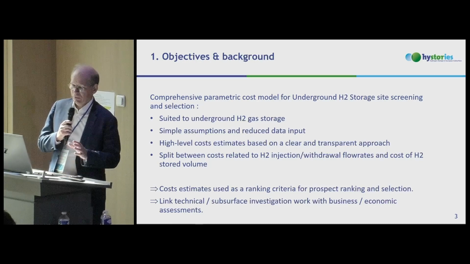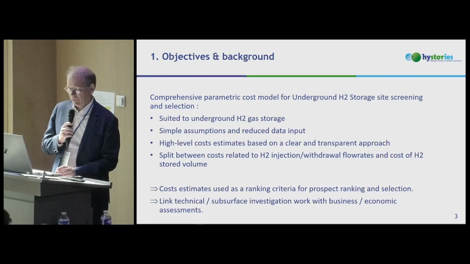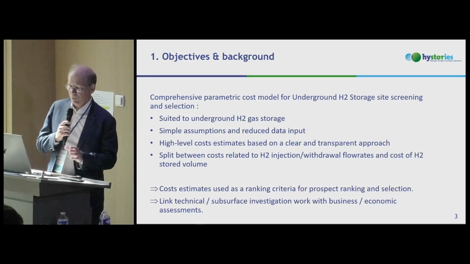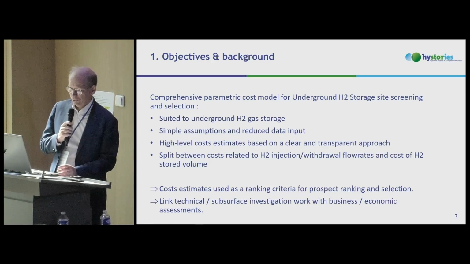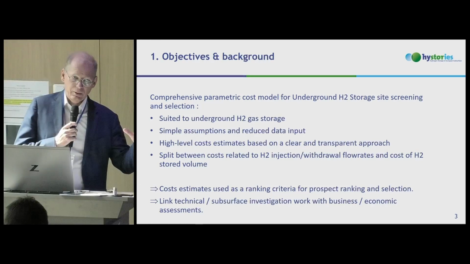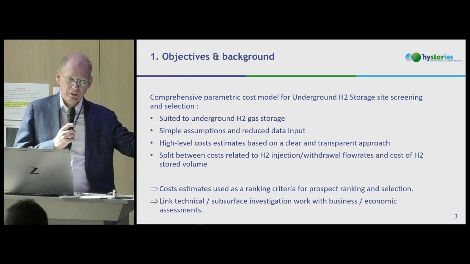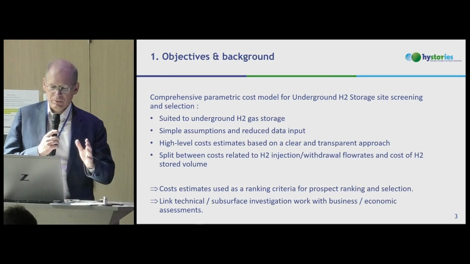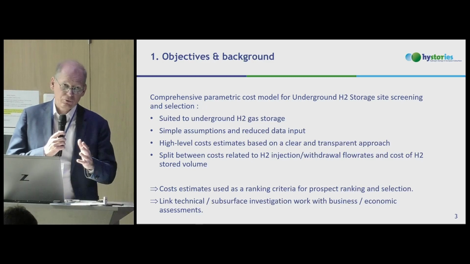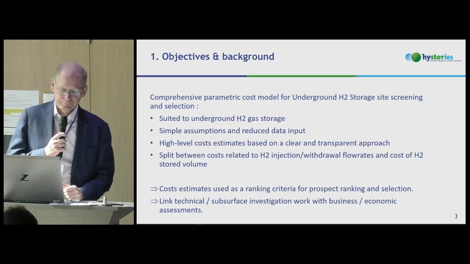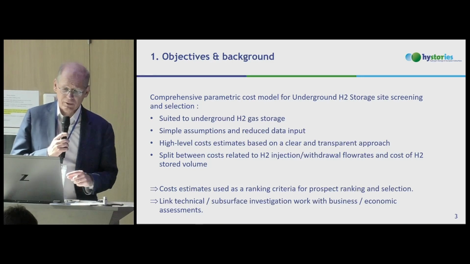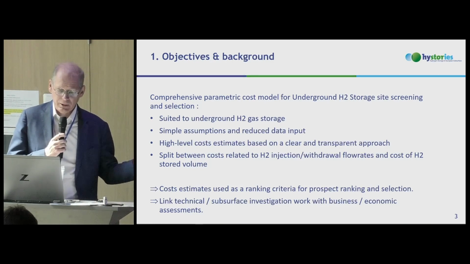The objectives and background for this study was to build a comprehensive parametric cost model. Obviously, it was to be suited to underground H2 gas storage. It had to be simple in terms of assumptions. We wanted it to be high-level cost estimates with a clear and transparent approach, and we wanted to split between injection and withdrawal flow rates on one end, and H2 cost, H2 storage volume on the other hand. And this is something which I think is very important in this study. I will come back to that.